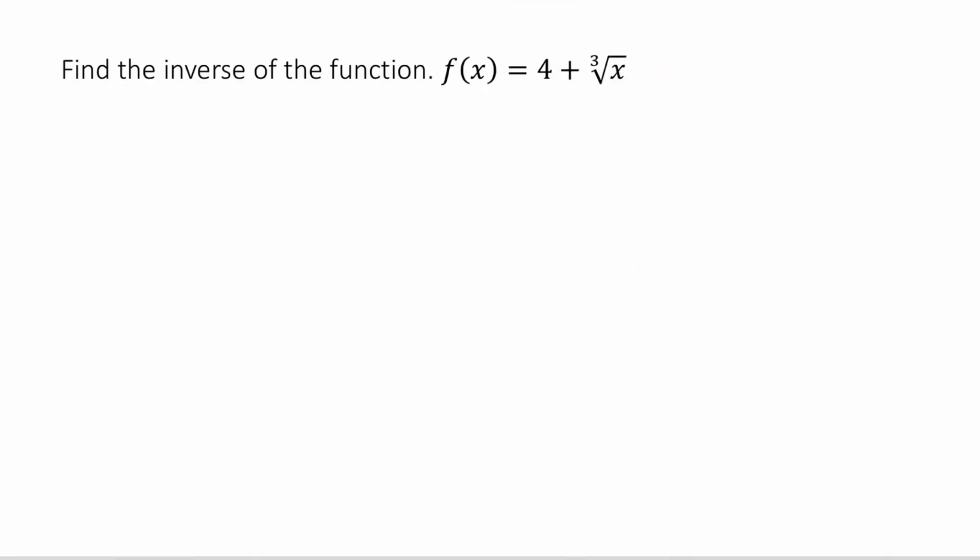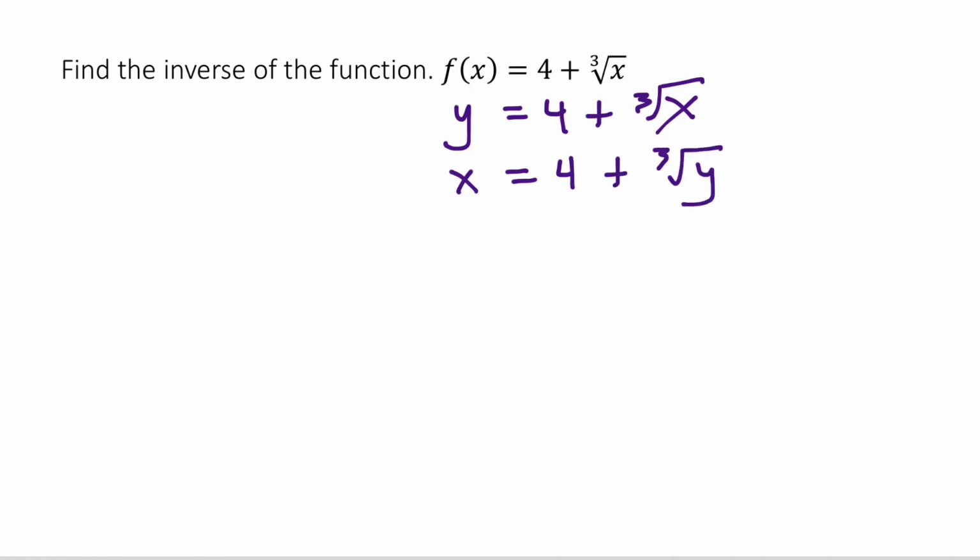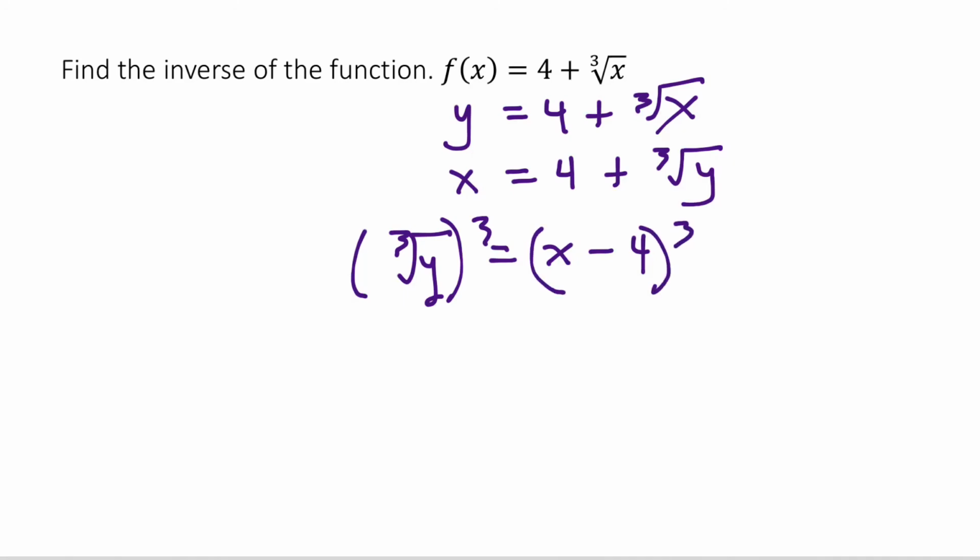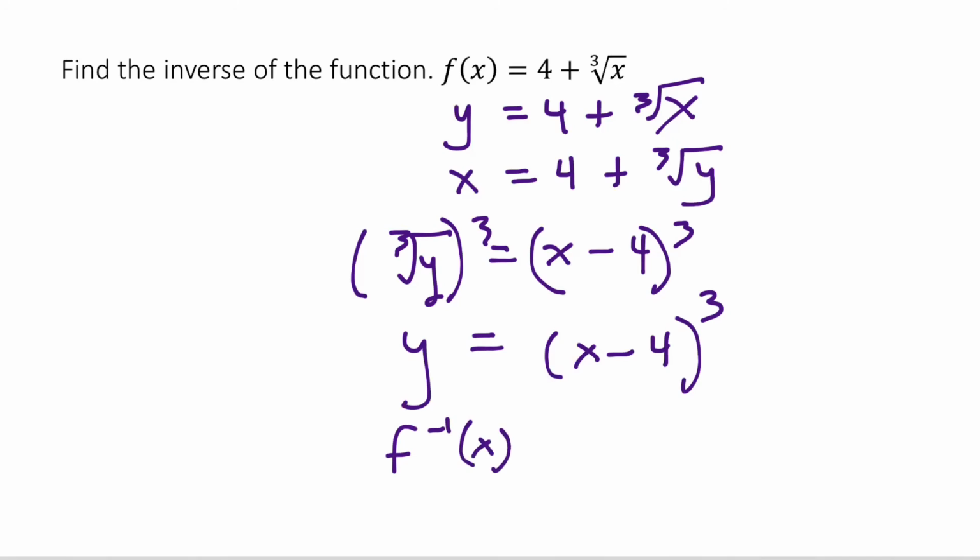So we'll try another example here. First step, y is equal to 4 plus cube root of x. Second step, switch x and y. Third step, solve for y. So I want to isolate the y term. I'm going to say the cube root of y is equal to x minus 4. Now we want to cube both sides to undo the radical. So that gives you y is equal to (x minus 4) cubed. Change y to f inverse of x. And there you have it.